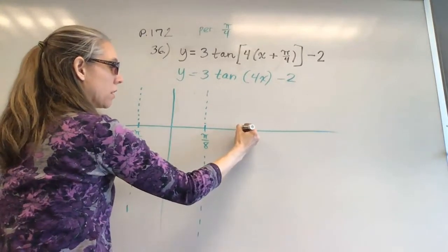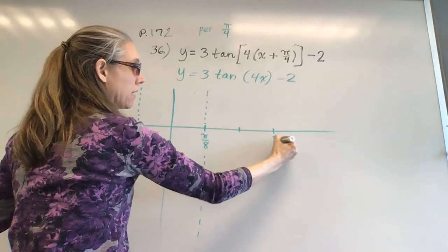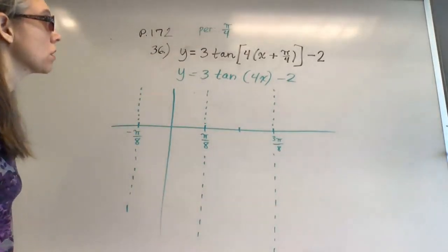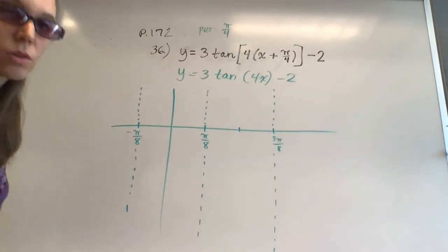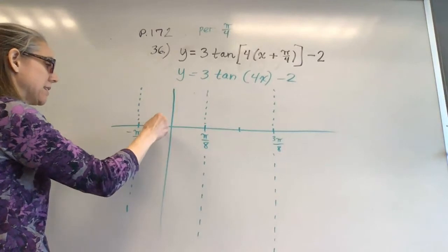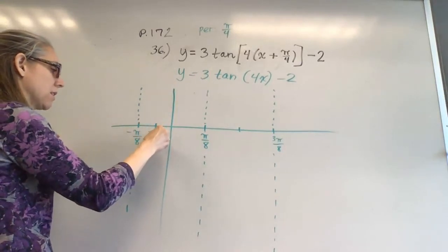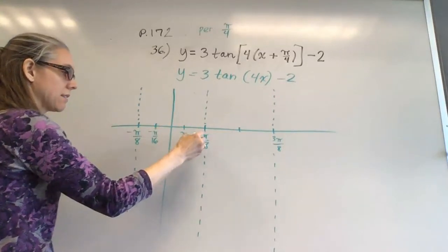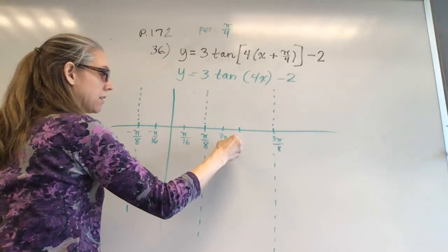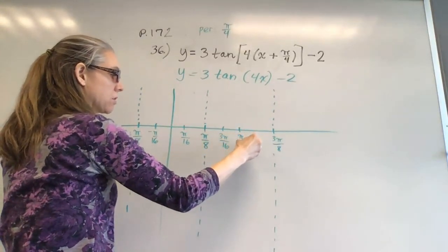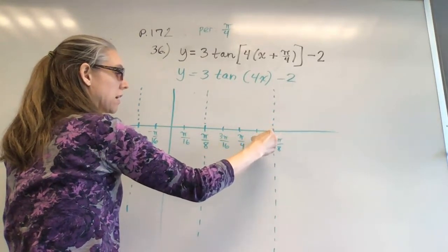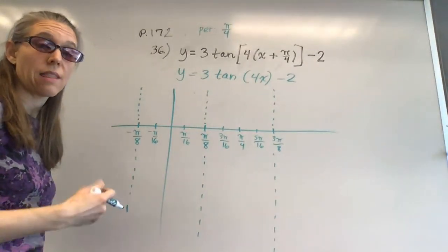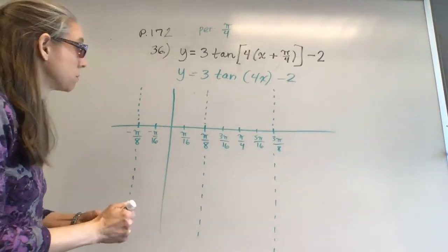And then over here, you're going to have 3pi/8 for your next asymptote. And 1/4 of 1/4 is 1/16, so the quarter cycles are at pi/16. This is -pi/16, positive pi/16, 3pi/16, 4pi/16, which is pi fourths, and 5pi/16. Again, just multiply 1/4 times the period, and that would give you your increments for quarter cycles.